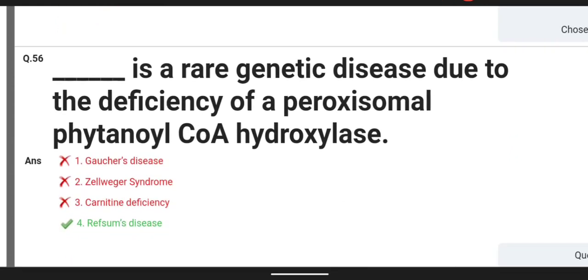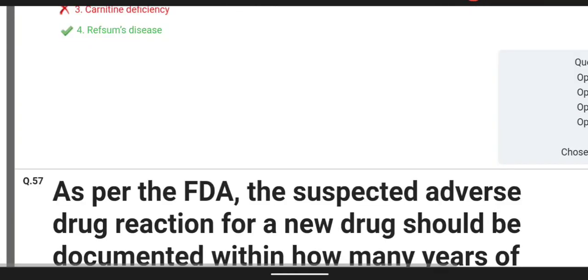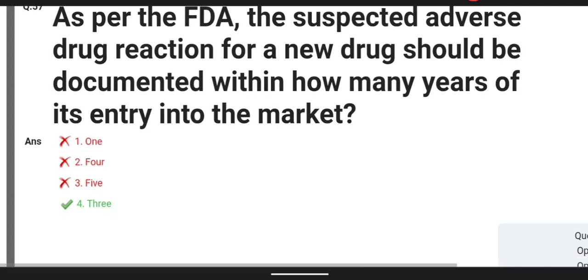This is a rare genetic disease due to the deficiency of phenylalanine hydroxylase. Answer: Refsum's disease. Next, 57. As per the FDA, the suspected adverse drug reaction for a new drug should be documented within how many years of its entry into the market?